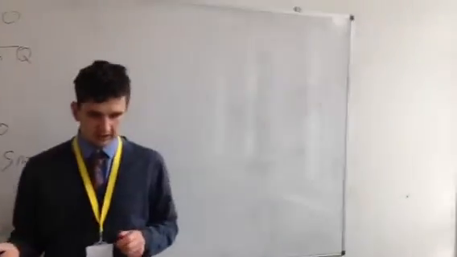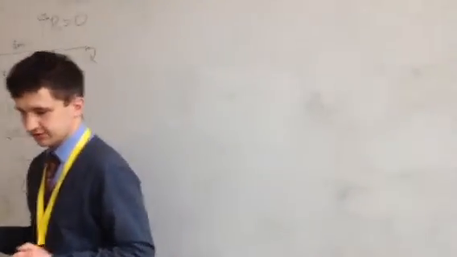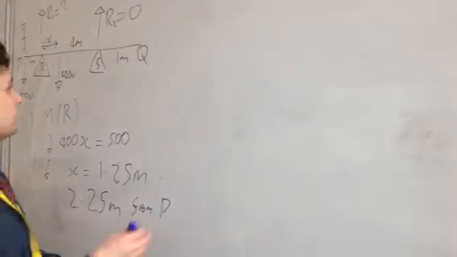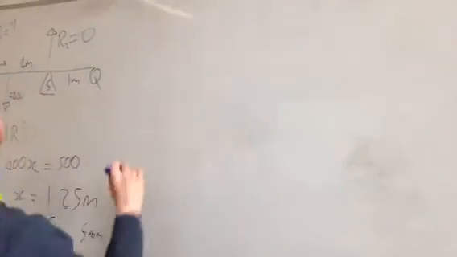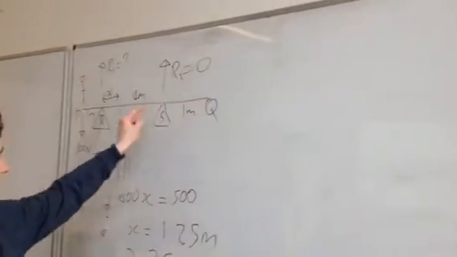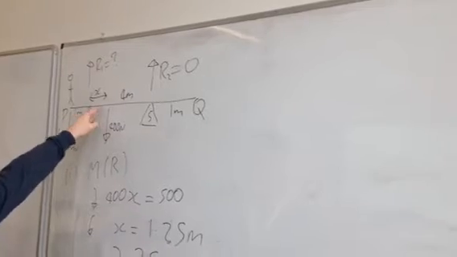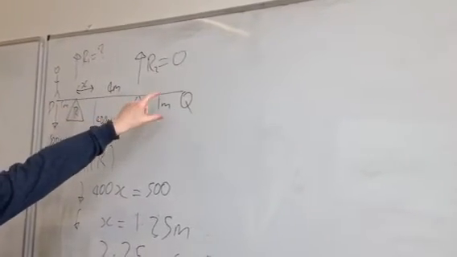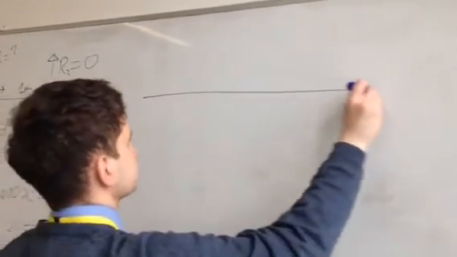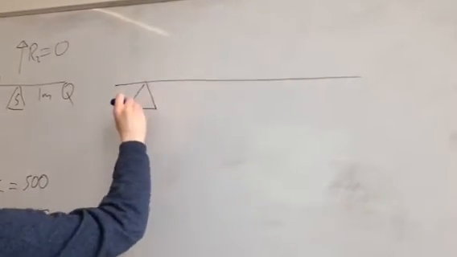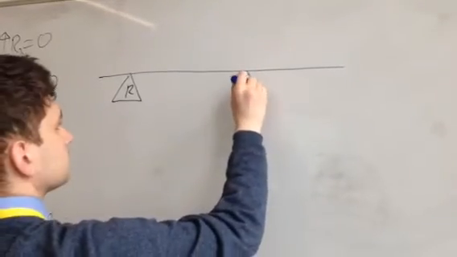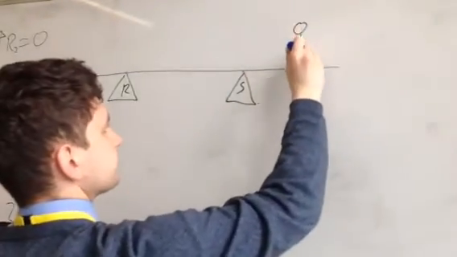Okay, part II. The boy walks towards Q. Find his distance from Q when the beam is about to tip. Now, clearly, as the boy walks over to Q, it's not going to tip when he's between R and S. It's going to tip when he is somewhere over here. So I'm going to redraw this diagram, and have the boy somewhere over here.